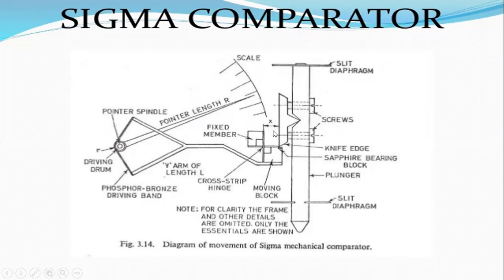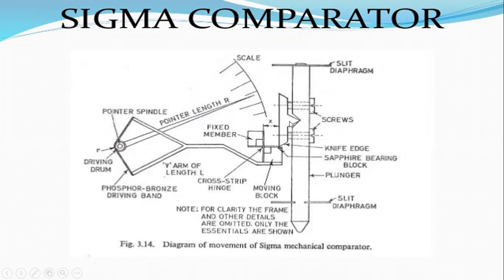So it has a displacement of x length, and to this cross strip hinge a knife edge is attached. So this is the knife edge, which is attached to the cross strip hinge. In between the knife edge and the moving cross strip hinge there is a sapphire bearing block. The material of the bearing block is sapphire, so that is called the sapphire bearing block.